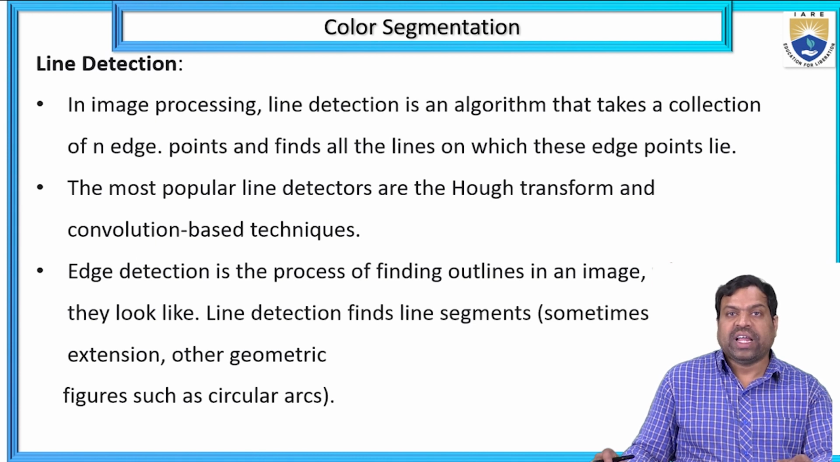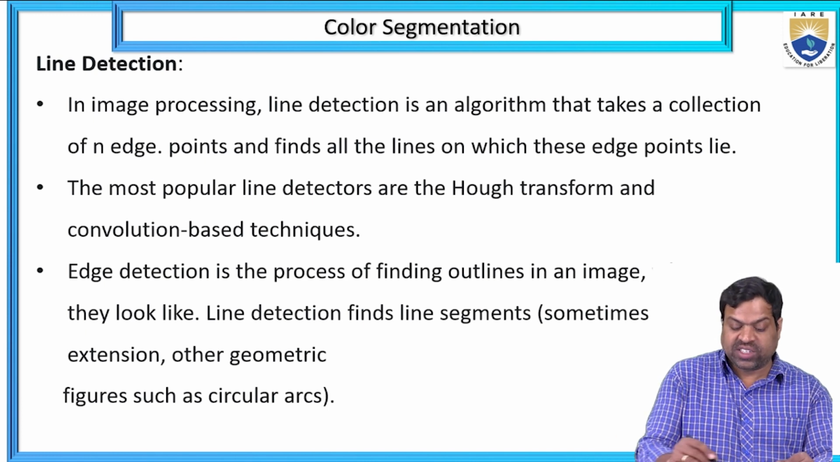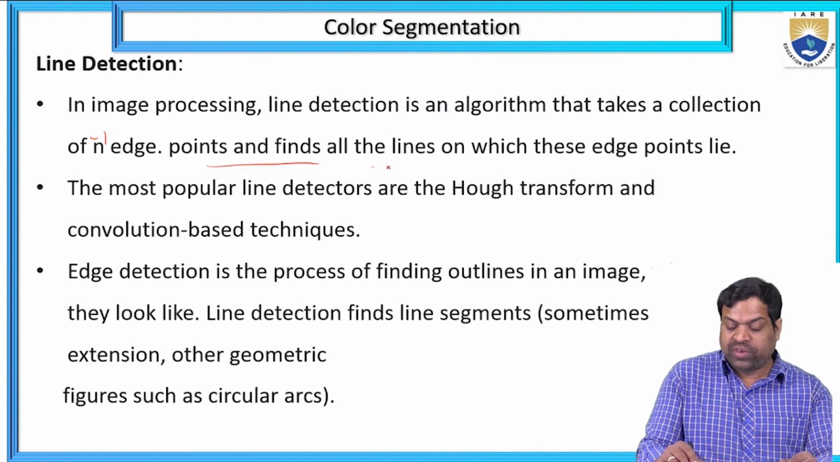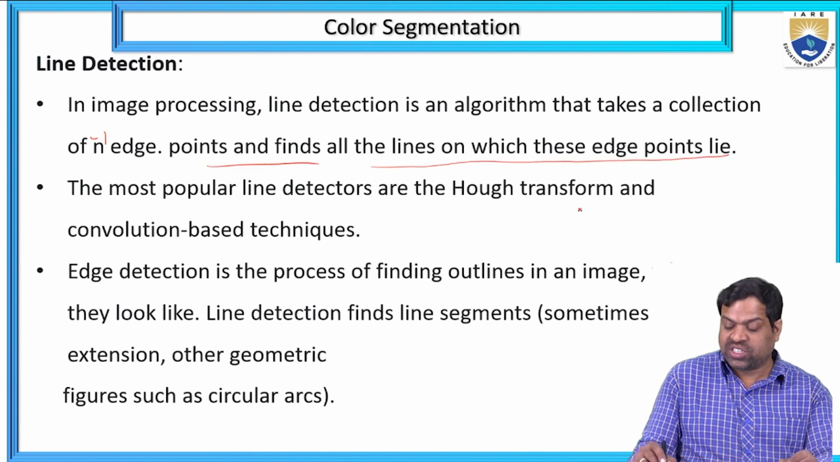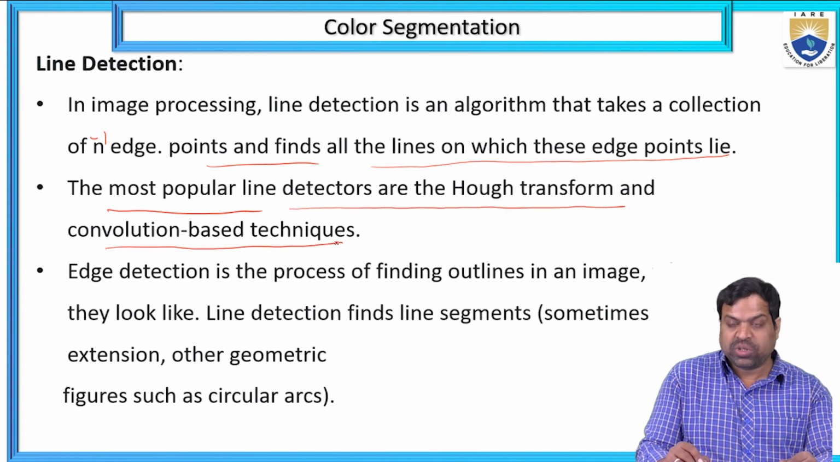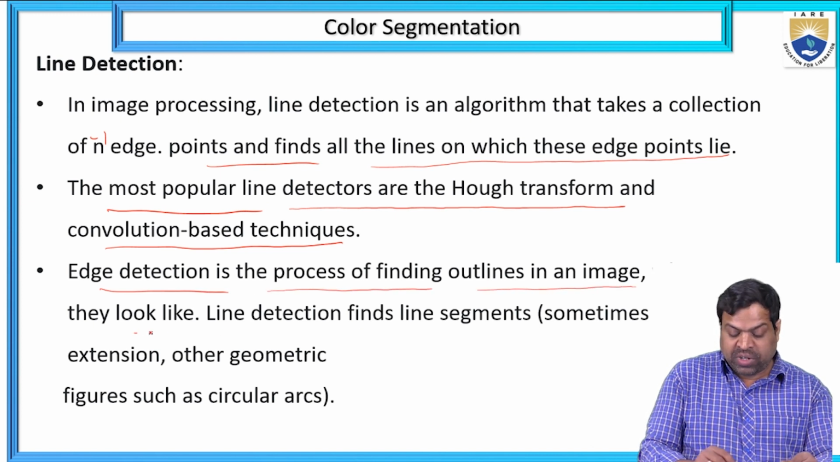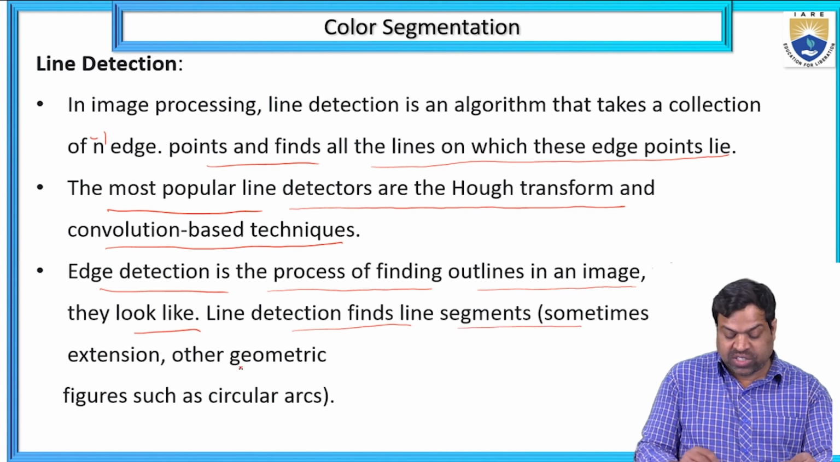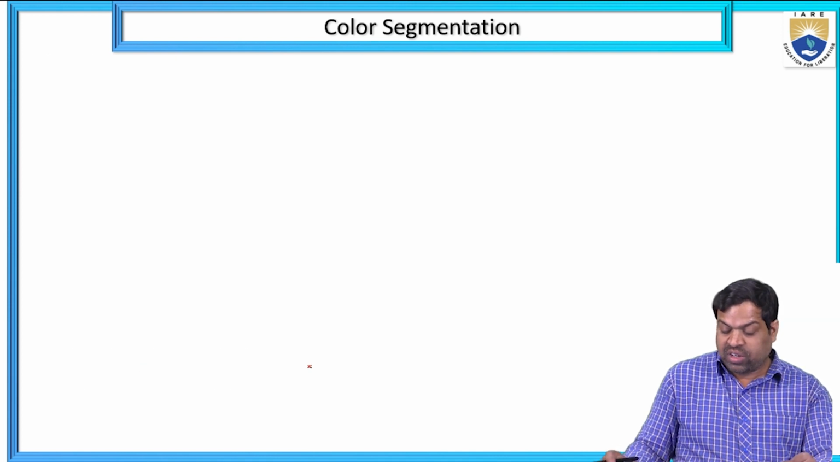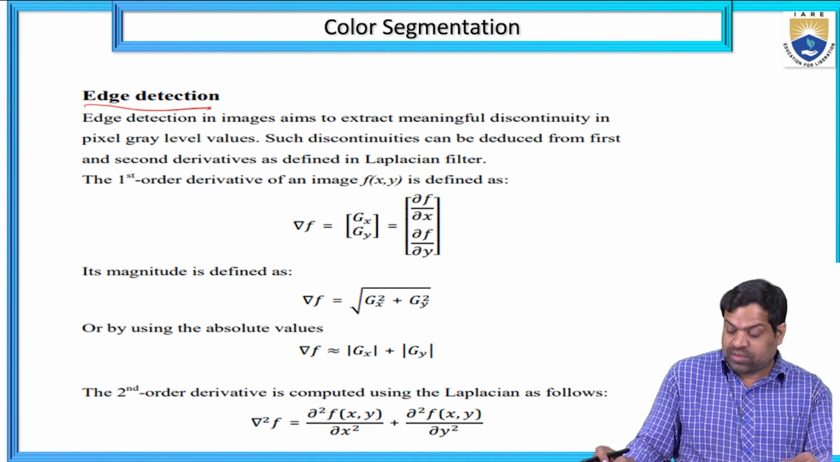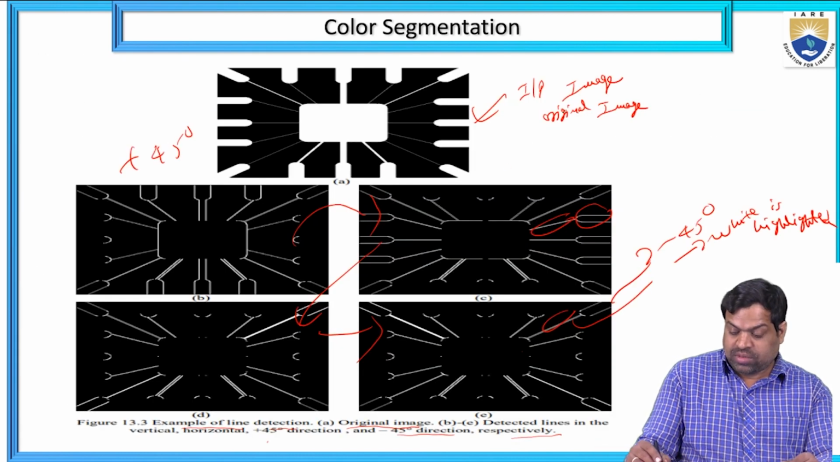So when I am going for the line detection, the image processing line detection is an algorithm that takes a collection of image edge points and finds the lines of the image in these edge points. The most popular line detectors are the Hough transform and convolution based techniques. Edge detection is a process of finding the outline of the image, while line detection finds line segments and extensions of other geometric shapes. Okay, so the input image is the original image. We are converting it to the lines.